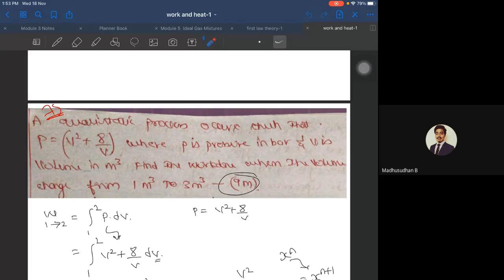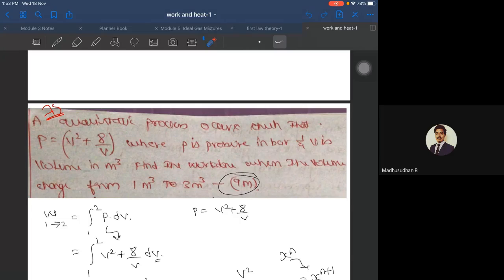Now, here is the first problem, which is the seventh one. It says that a quasi-static process occurs such that P is equal to V square plus 8 by V, where P is the pressure in bar and V is the volume in meter cube. Find the work done when the volume changes from 1 meter cube to 3 meter cube. That means I can take this value to be V1, which was initial. It has changed to the value of 3, which is V2.